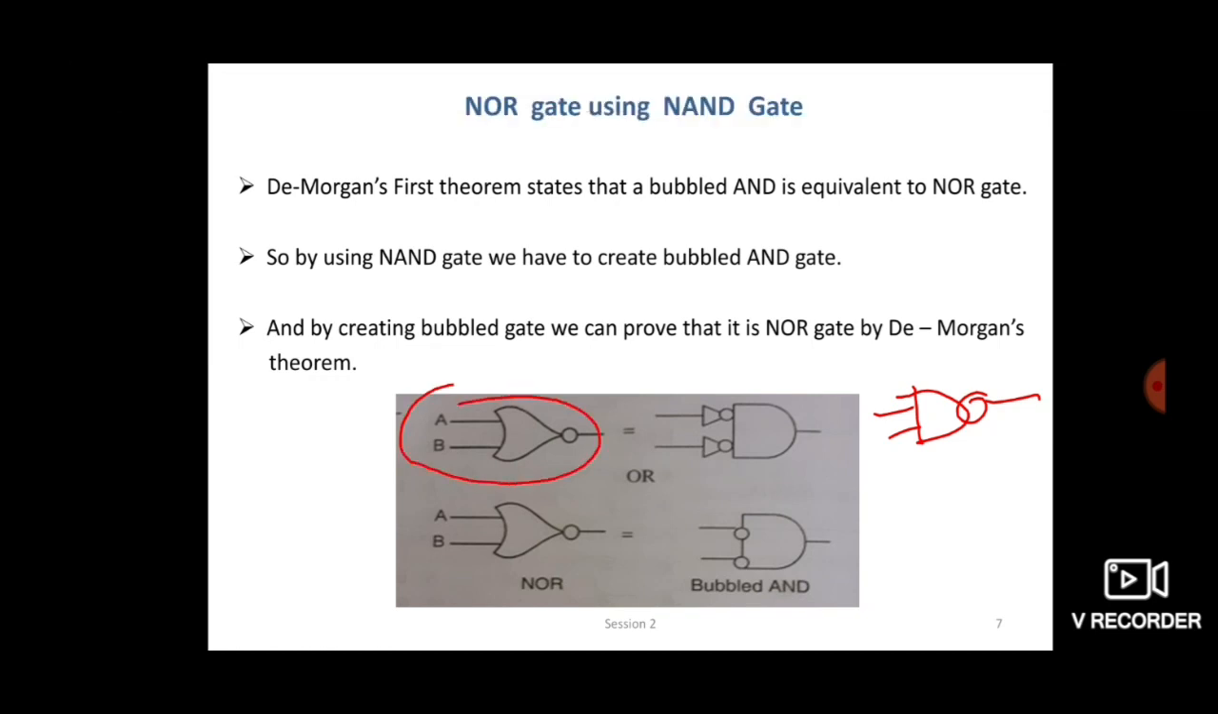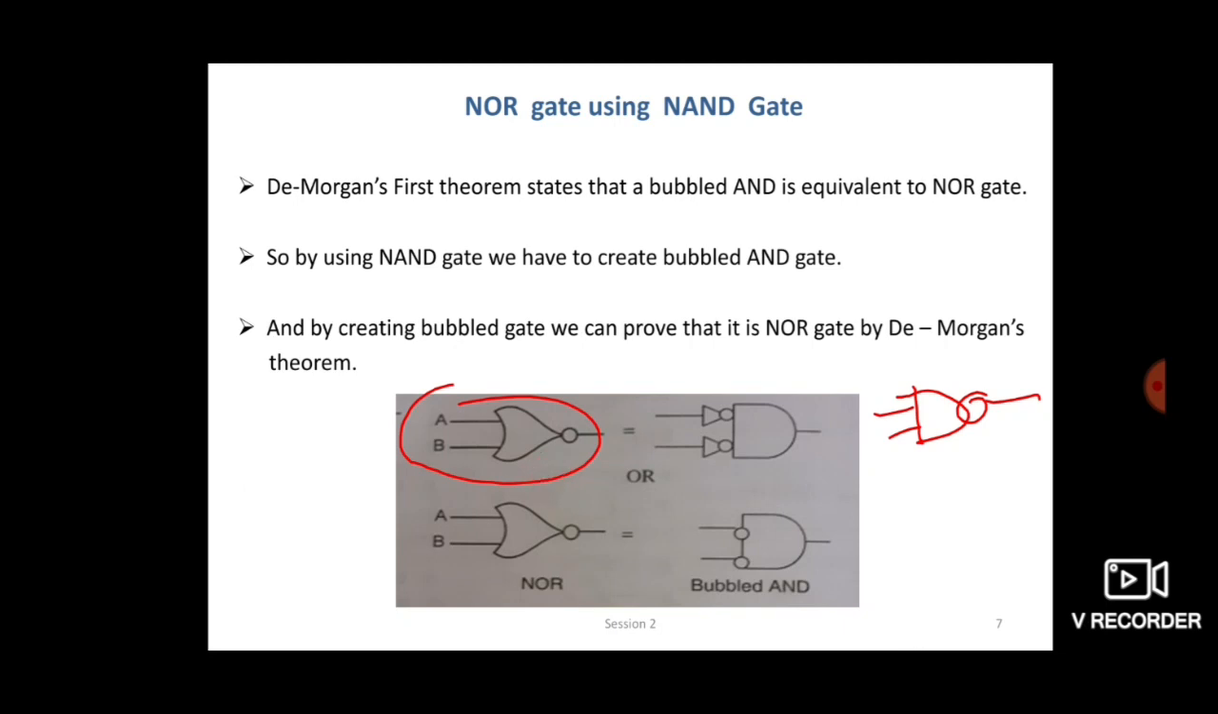How is there a similarity between the two gates? So we have to use De Morgan's theorem first, De Morgan's first theorem. What is the statement of De Morgan's theorem? The first theorem: a bubbled AND gate is equivalent to a NOR gate. See here, this is the first theorem of De Morgan's. This is the AND gate with bubbles, and it is equivalent to the NOR gate.